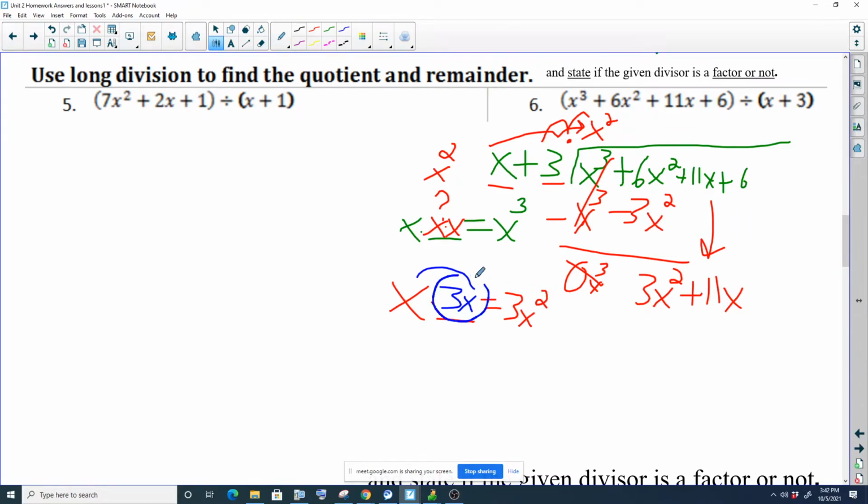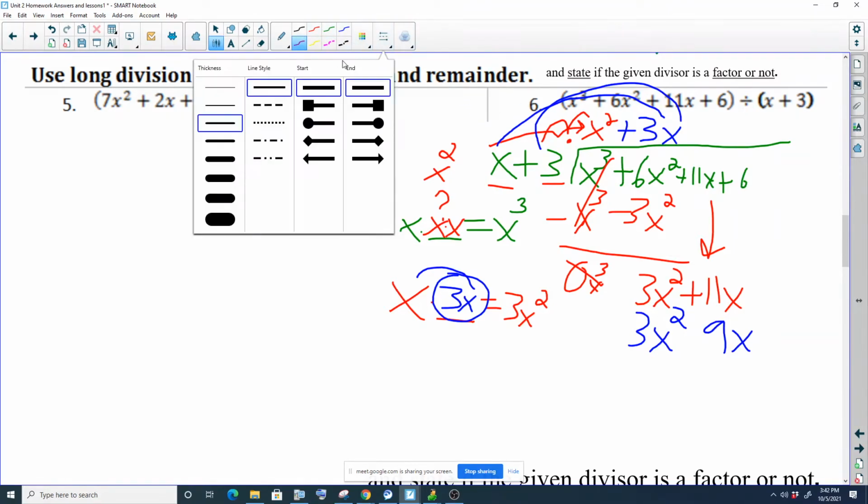And then the 3x. So that's going to be the next part of our answer, right? So we go ahead and put a 3x down as the next part of our answer. And then we do x times 3x, again, is 3x squared, which is what we wanted. We wanted it to match up. And then don't forget the 3 goes along for the ride too. So 3 times 3x is 9x. And then you have to change the signs.